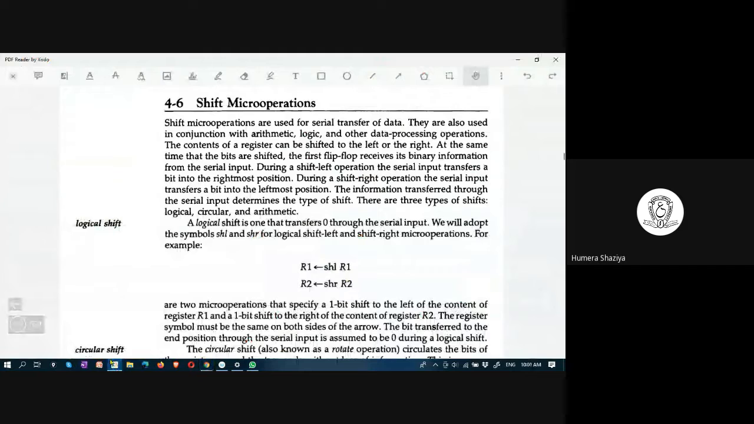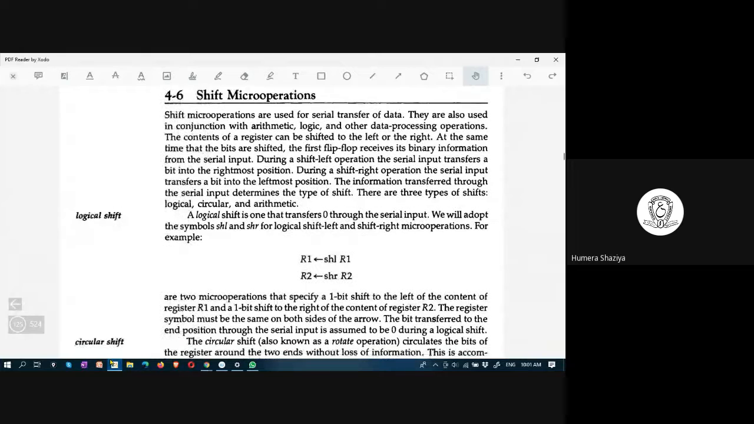Good morning, students. Today's topic is shift microoperations. We learned that a microoperation is an elementary operation that is performed on the data stored in the register.